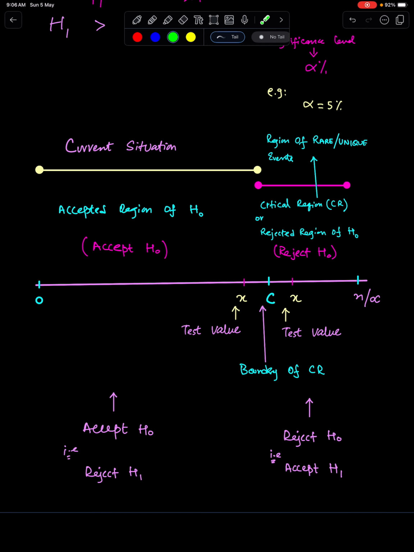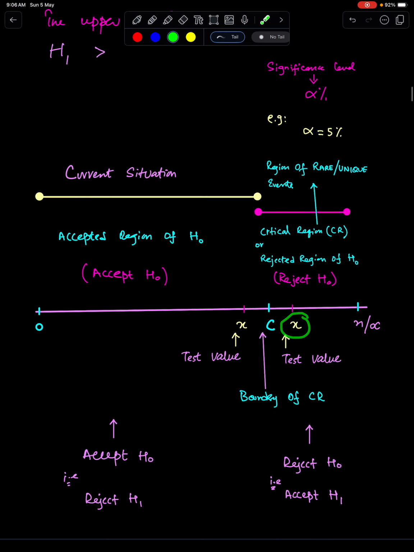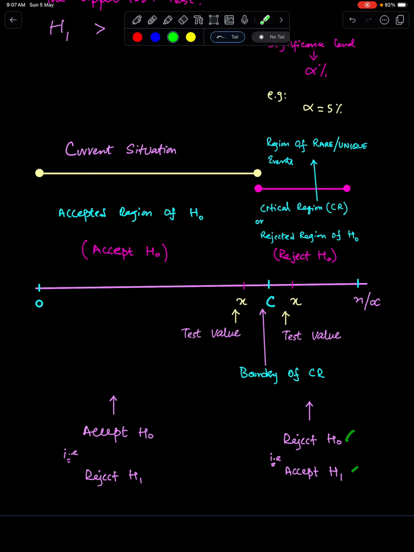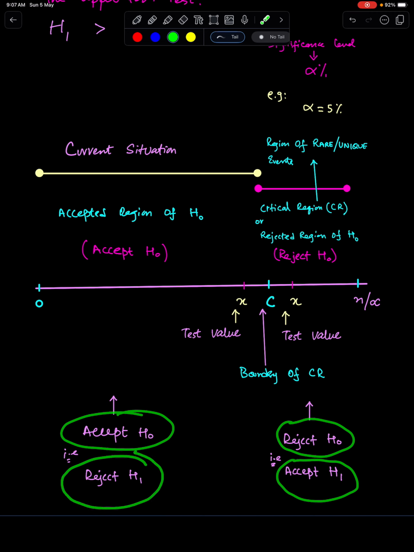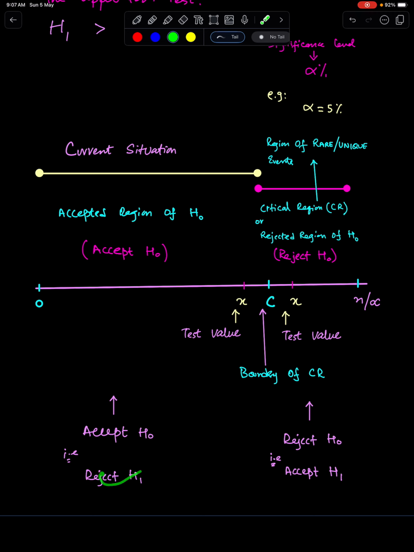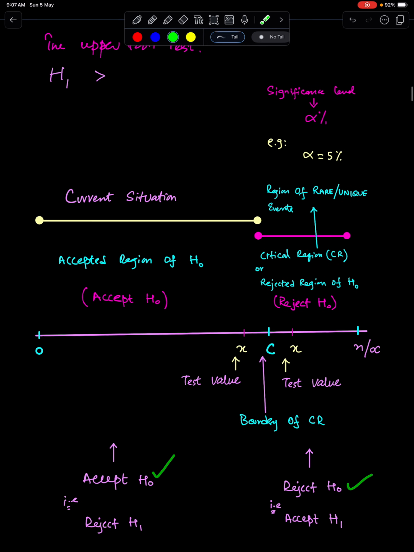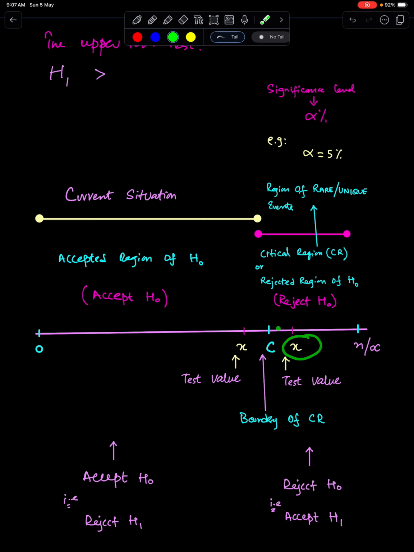Well, there are two possibilities regarding the test value. If the test value lies in the critical region, then we reject H0. And if the test value lies in the accepted region, then we accept H0. And I told you H0 and H1 are opposite. So when we reject H0, then we are basically accepting H1. And when we accept H0, then we are basically rejecting H1. So don't worry about H1, just focus on H0. If the test value lies here, then reject H0. If the test value lies here, then accept H0. This is very simple.